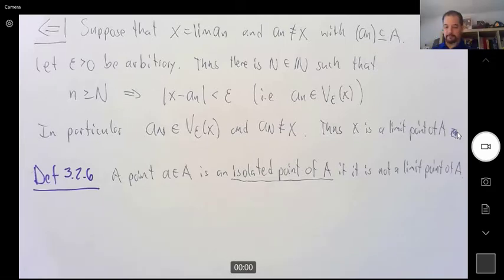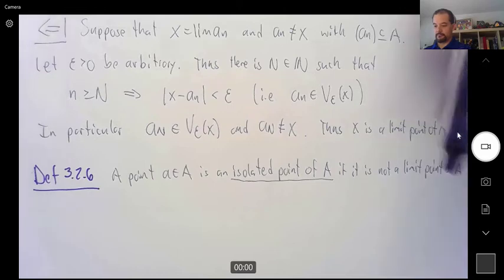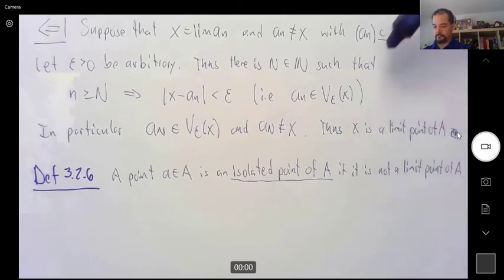Professor, before you continue, you said earlier that in the interval from 0 to 1, 0 and 1 are not included. Yes. So would that make them limit points? It says 0 is a limit point, but if they're not included in the set, it's because they're included in the neighborhood, right?